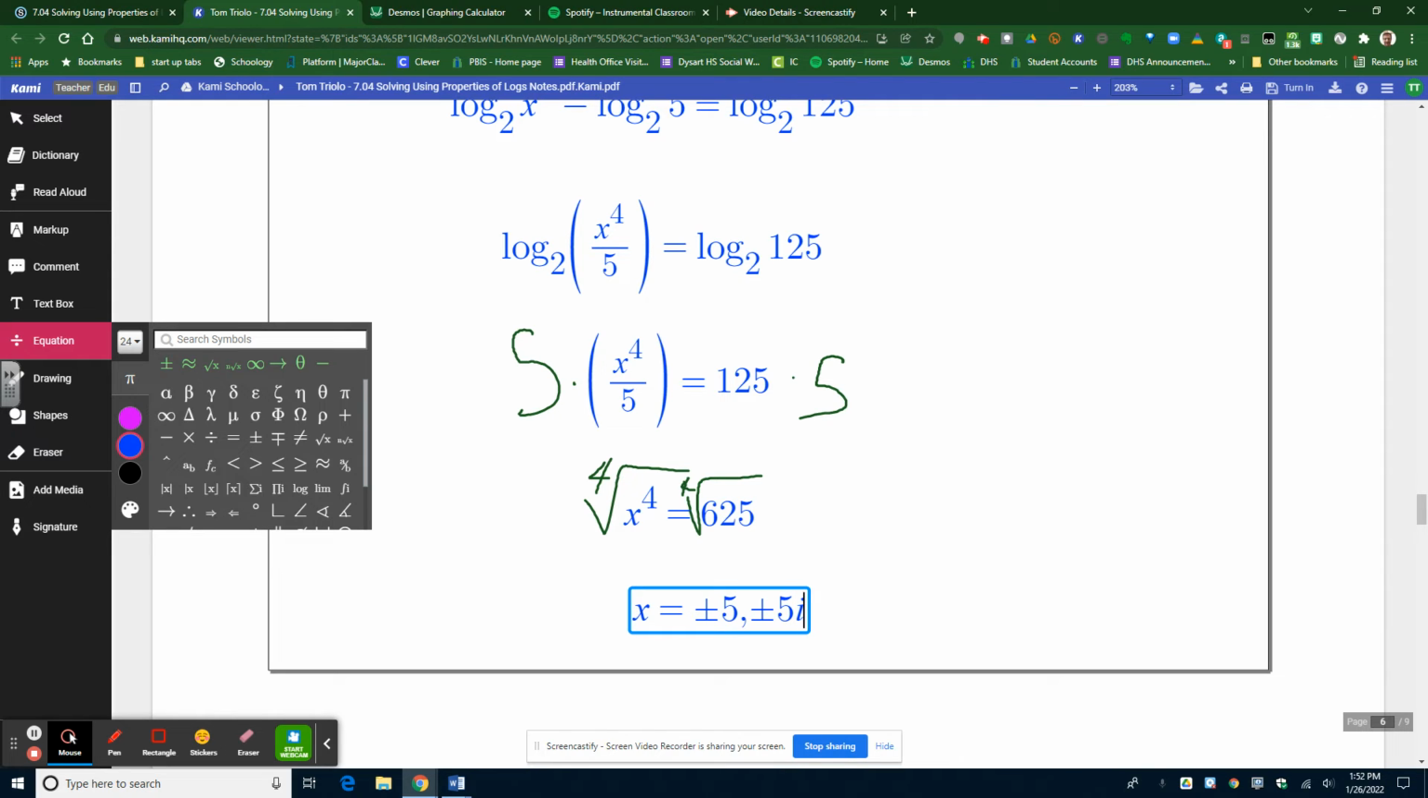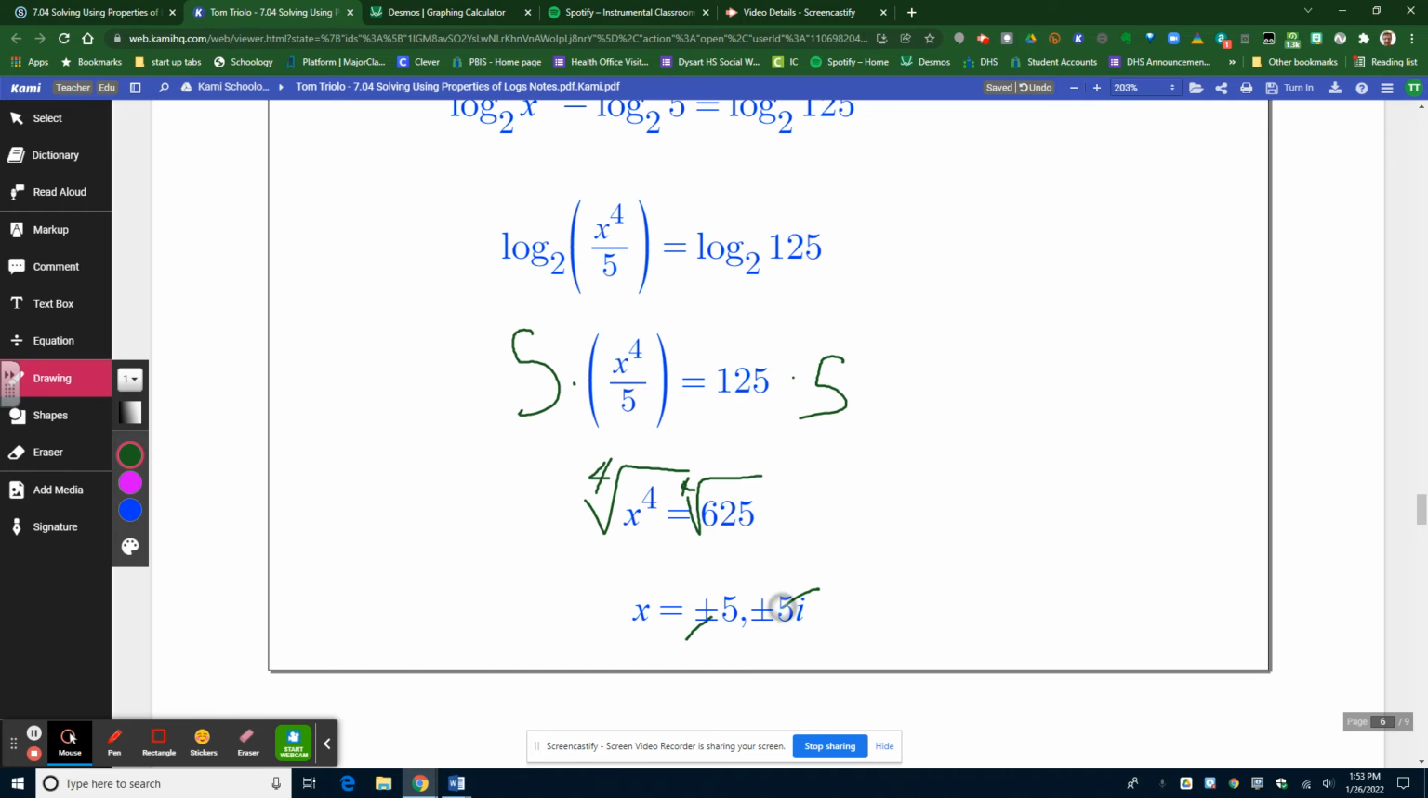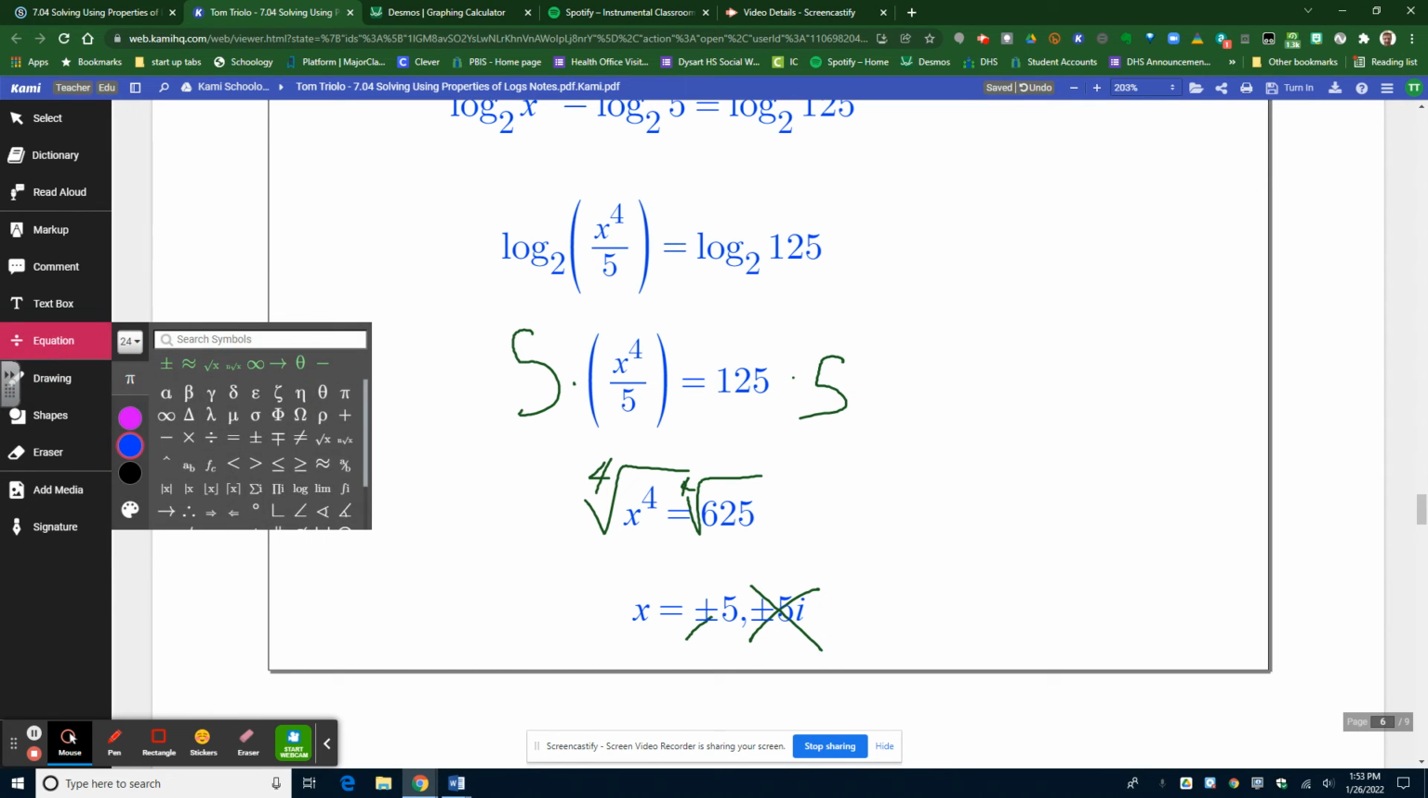Imaginary. So, of those 4, how many can we use? 1, just a positive 5. So my final answer here, I get rid of the negative and I get rid of the imaginaries because I can't take logarithms of imaginary numbers. Final answer is x equals 5.